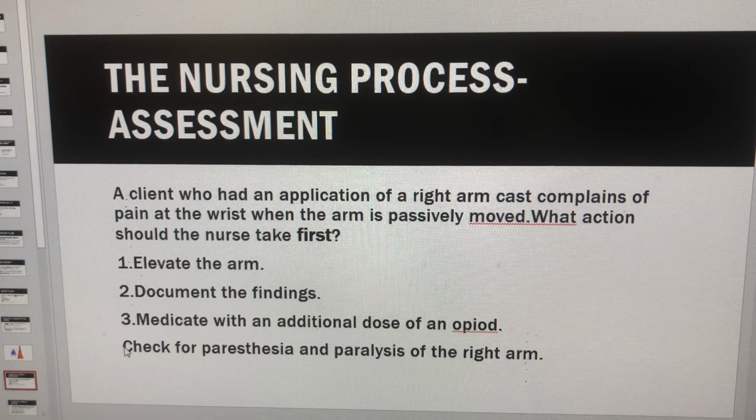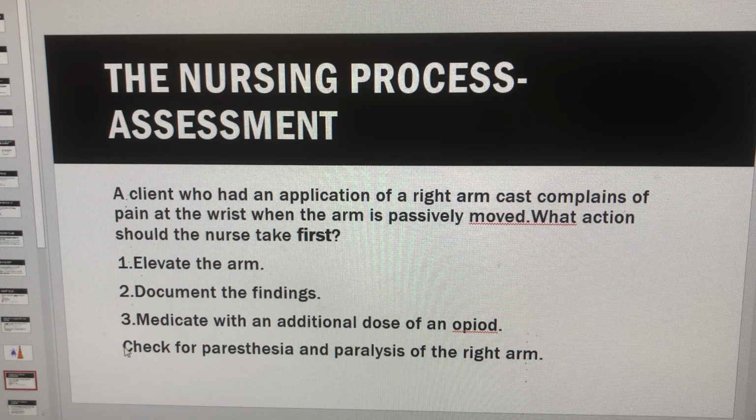Based on the data in the question, determine whether an abnormality exists. The question event indicates that the client complains of pain at the wrist when the arm is passively moved. This could indicate an abnormality. Therefore, further assessment or intervention is required. Use the steps of the nursing process, remembering that assessment is the first step. The only option that addresses assessment is the correct option, which is number 4.